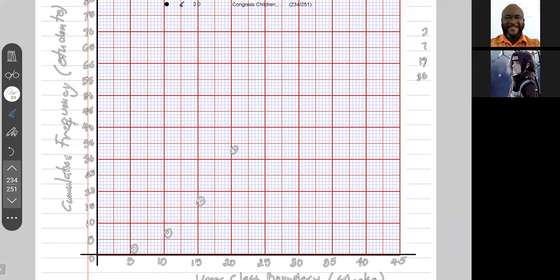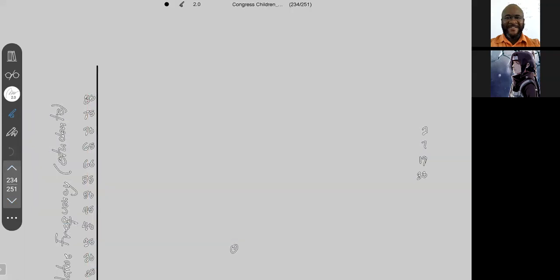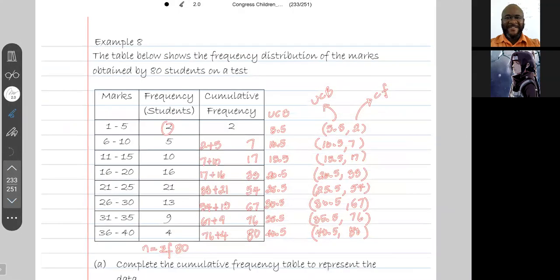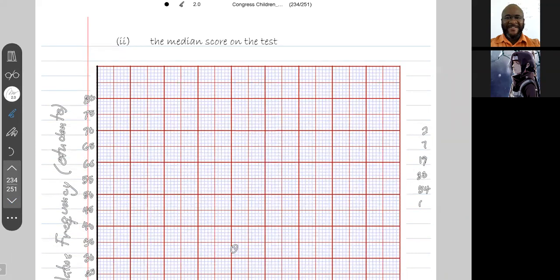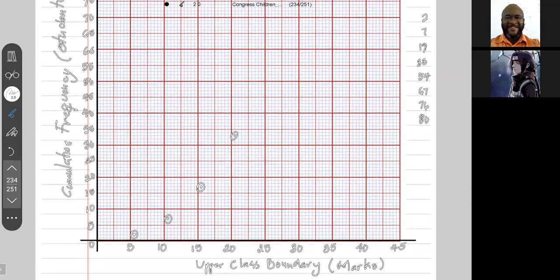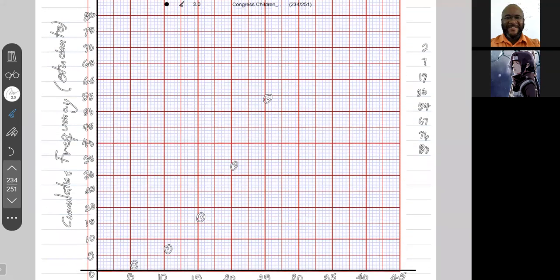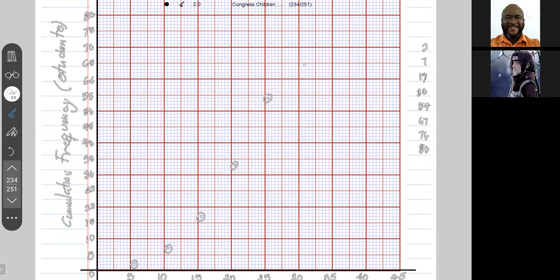All right. Let's go. We have what? Ugh, wrong direction. 54, 57, 67, 76, 80. So the next point is 25.5, 54. 25.5 is immediately after 25. This is 50, 1, 2, 3, 4. That will put me here. Then 30.5 corresponds to 67. 30.5 is immediately after 30, all the way up to 65, 66, 67. That puts me there.